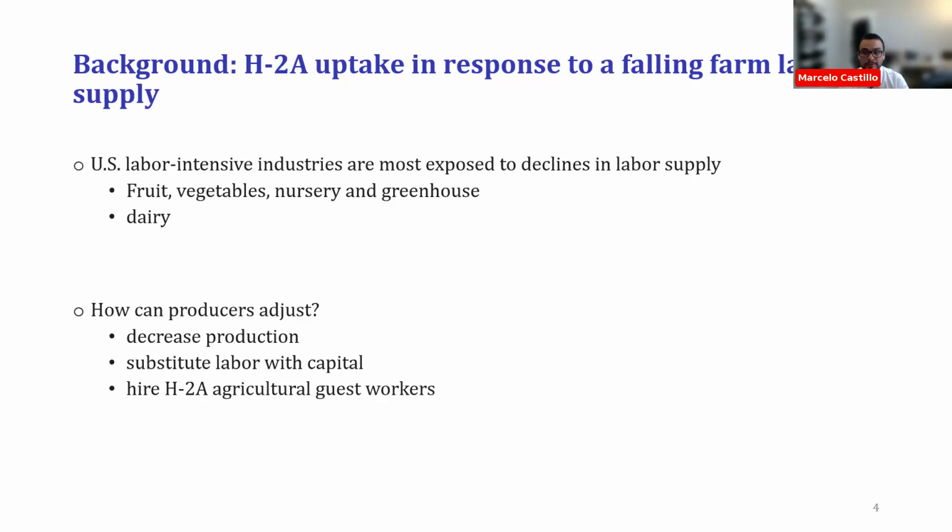Now, one problem with this approach is that for quite a few crops, the technology to mechanize is not quite there yet. In other cases, mechanizing can be really expensive, so it's not really a viable option. For some producers, at least eligible producers, a better option is to hire workers through the H2A program.